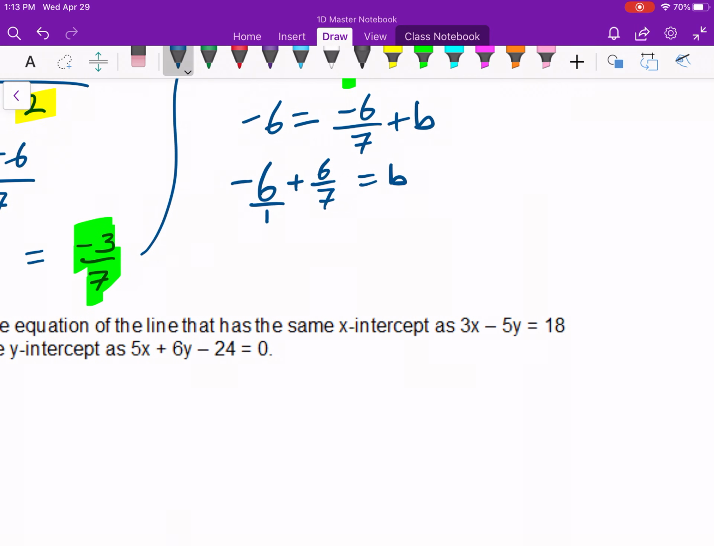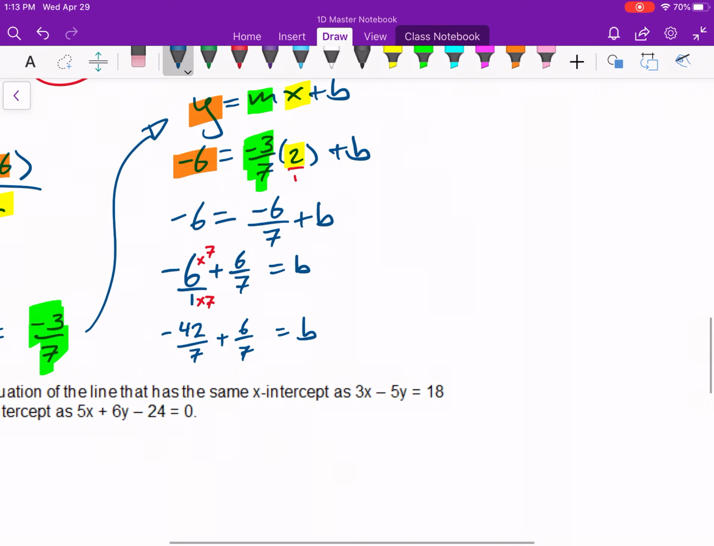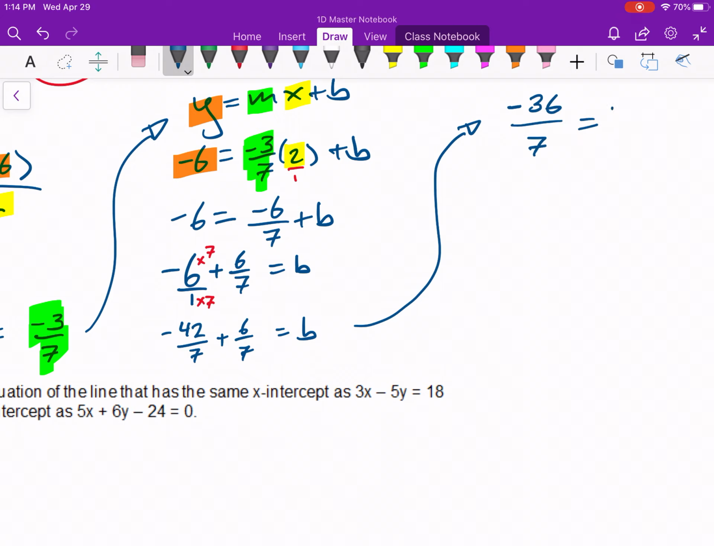If I want to add these two numbers together, I need a common denominator, which means I need to multiply. 7 can be my common denominator. I can multiply the first one, top and bottom, times 7. And I'll get negative 42 over 7 plus 6 over 7. And then we know that when we're adding fractions together, we just add or subtract the numerators. So negative 42 plus 6 becomes negative 36 over 7 equals b. That's good enough as my answer.